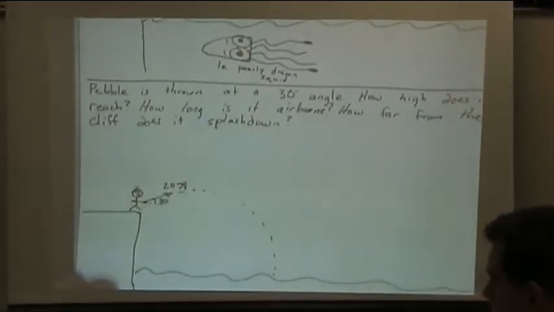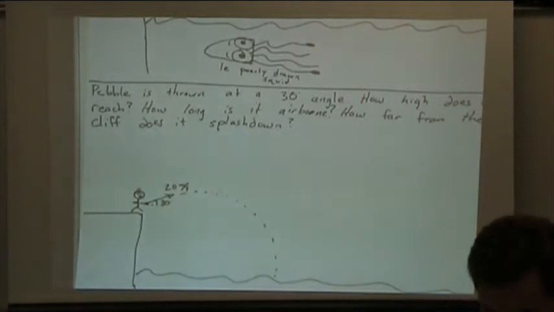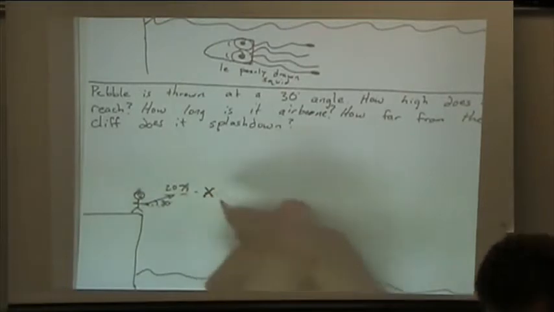In our final example, we're going to do a two-dimensional projectile problem where we throw a pebble at 30 degrees, and we want to know what's the highest point it reaches, how long is it airborne, and then how far from the cliff does it splash down. Again, what we want to do is divide our problem into sections because we've got an upward section and a downward section.